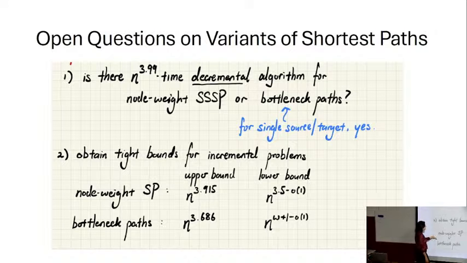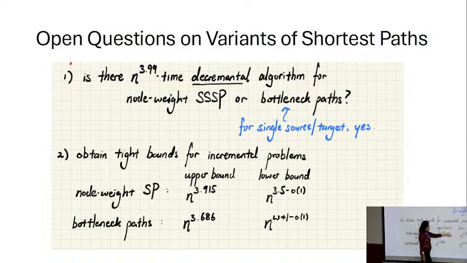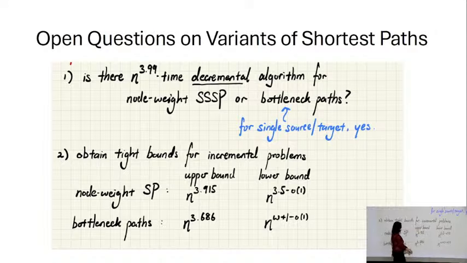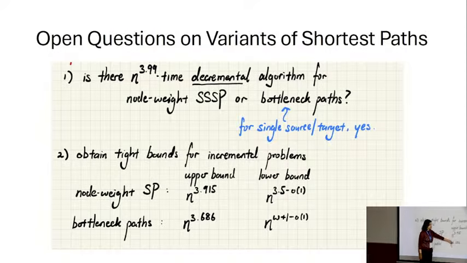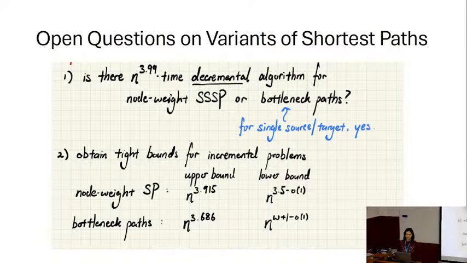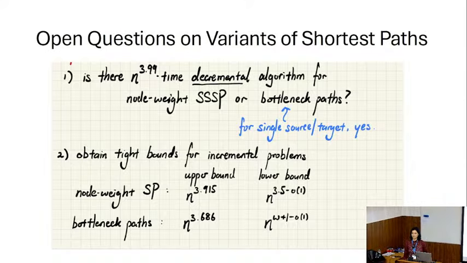And for the bounds, we also have some lower bounds. We do have some lower bounds of n to the 3.5 and omega plus 1 for these problems, but they don't match with our incremental algorithms. So essentially, we do not understand these two versions of the problems very well at this point.